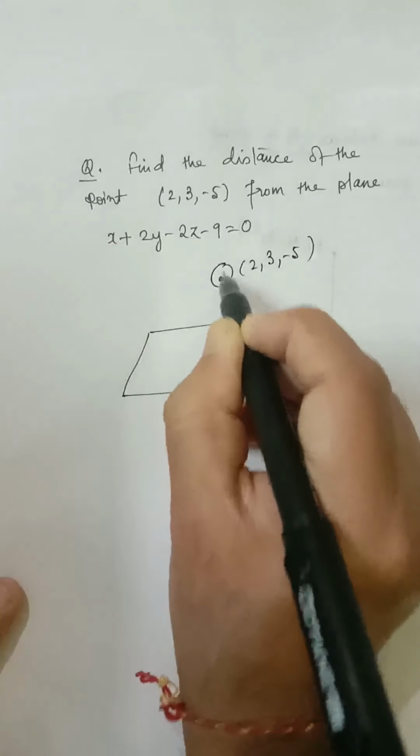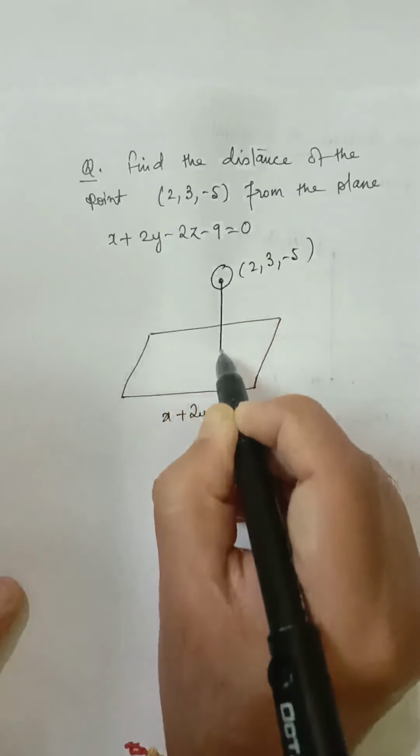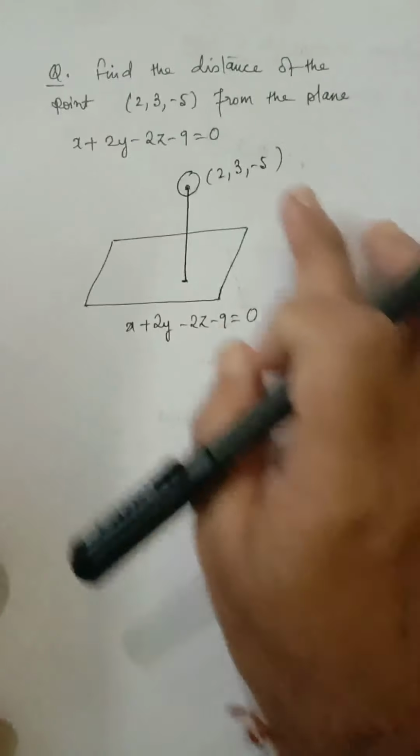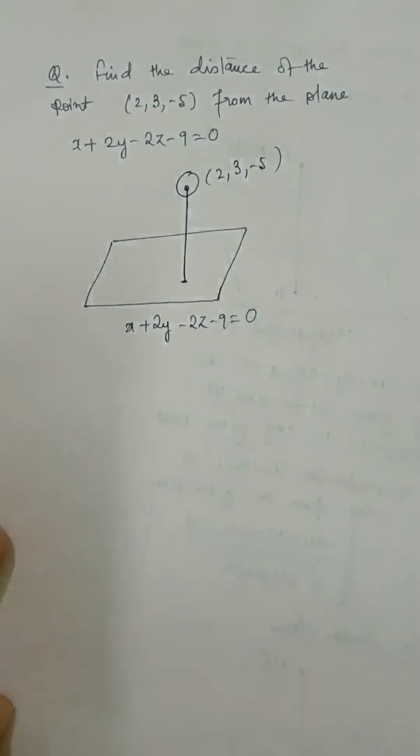What we have to do? We have to find the perpendicular distance of the point from the plane. We have to find this distance between the given point and the given plane.